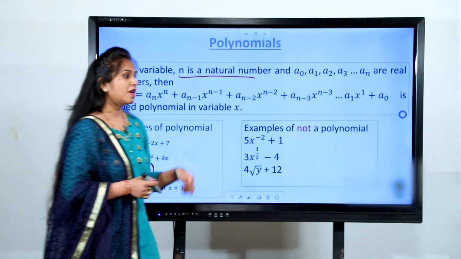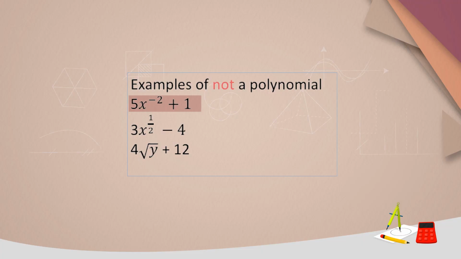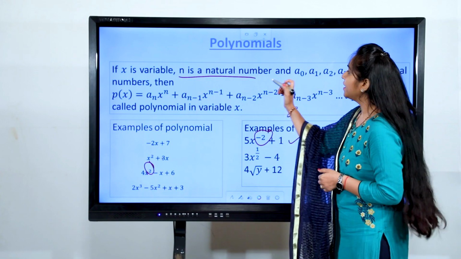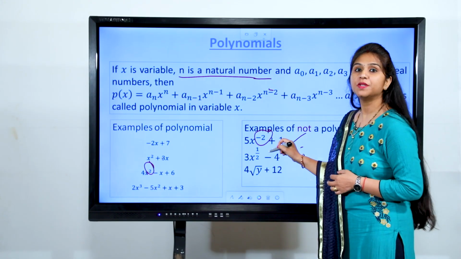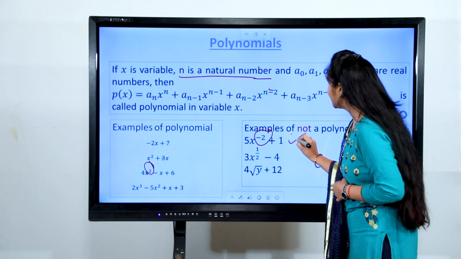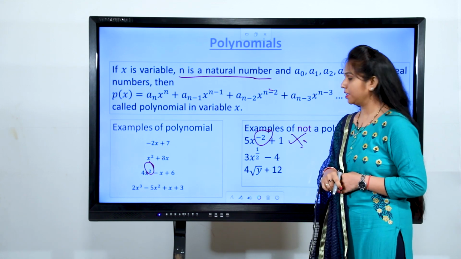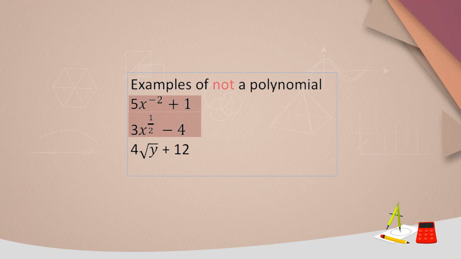But here are a few examples of expressions which are not polynomials. This one, 5x power minus 2 plus 1. Children, you can see here the degree of this variable is negative, and we have already discussed that n should be a natural number. So this is not an example of a polynomial. Similarly, here the degree of x is 1 by 2, again a fraction. So this is again not a polynomial.